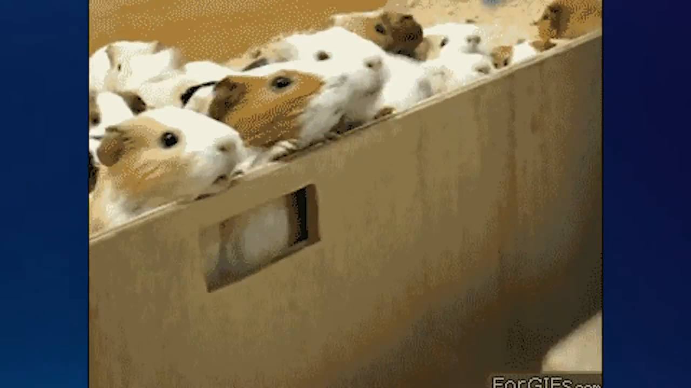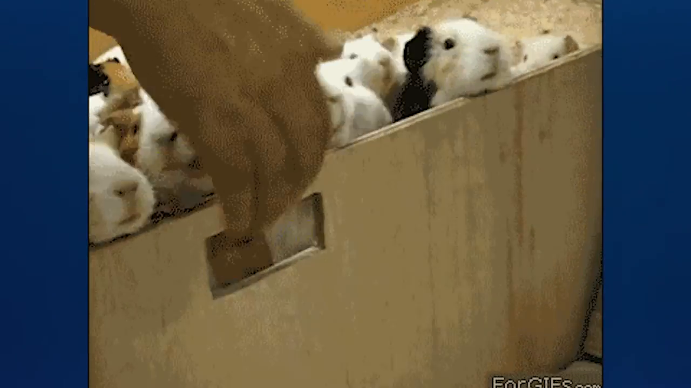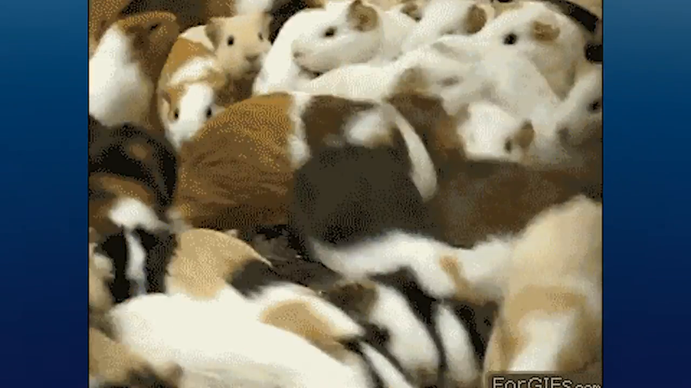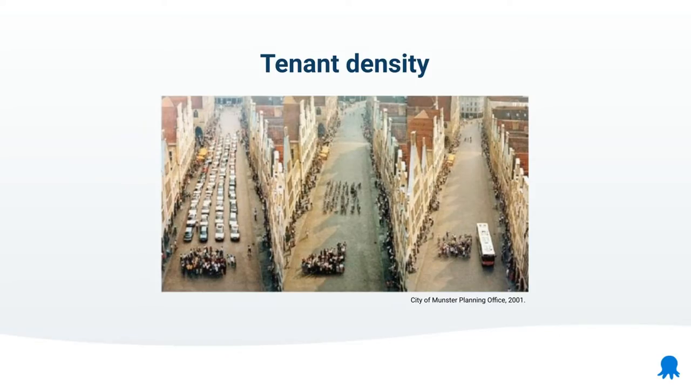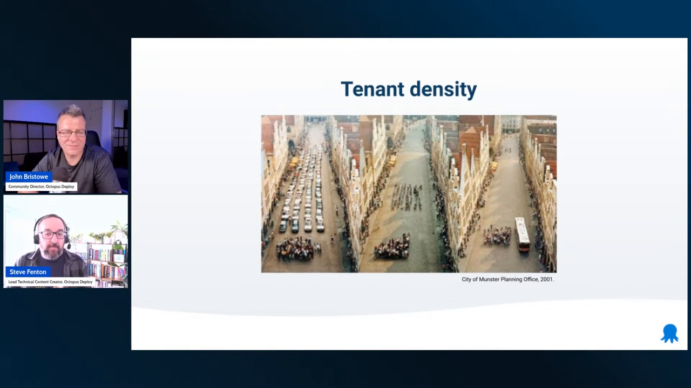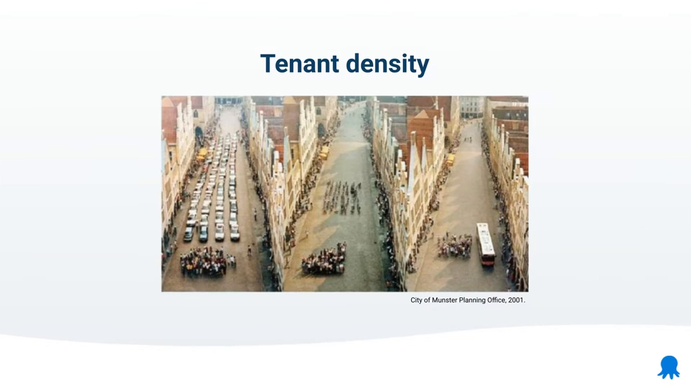Now, originally with multi-tenancy, people wanted to get the most number of tenants onto the fewest number of CPUs. About cramming stuff in. And this is a picture from the city of Munster in Germany. They were demonstrating the difference between the same number of people using cars, bicycles, or a bus. And it's all about how can we get more people while taking up less space on the road? And that's how we were thinking of multi-tenancy. It's like, how can we get as many people as possible on here?